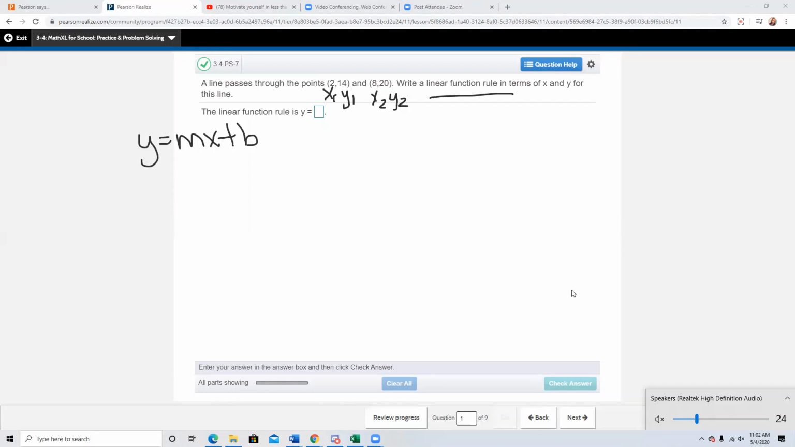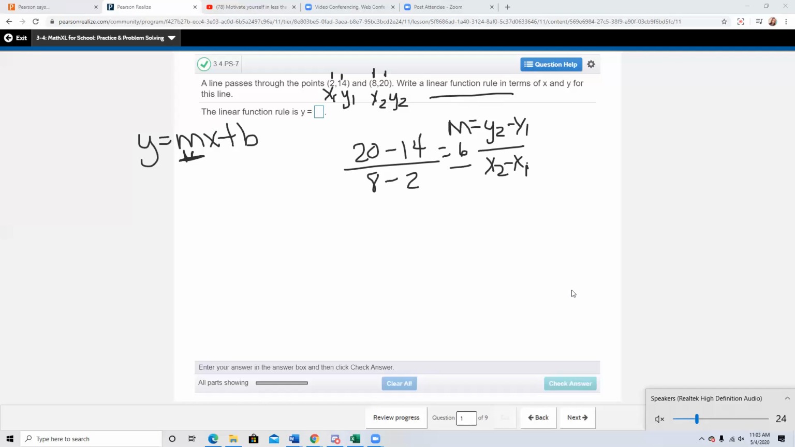Okay, so y equals mx plus b, we're trying to find the slope, which is our m. And m is equal to y2 minus y1 over x2 minus x1. So that means now we have 20, which is our y2. Our y1 is 14. Our x2 is 8 minus our x1, which is 2. So this is 6 over 6. 6 over 6 is 1. So our m is equal to 1.